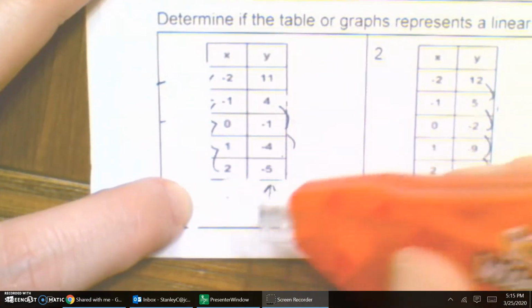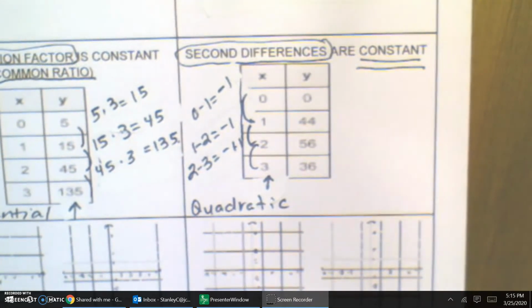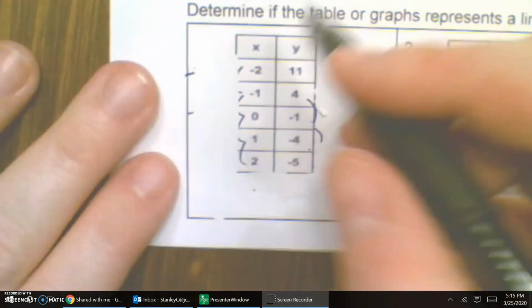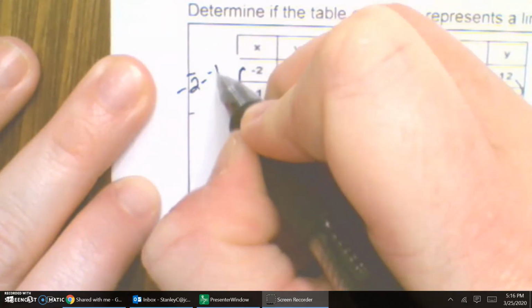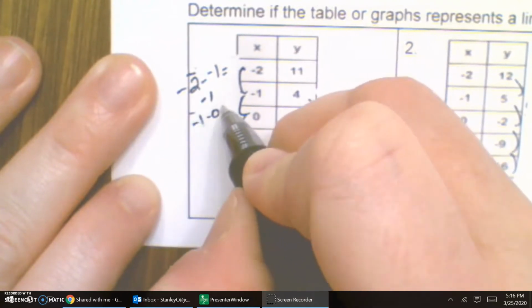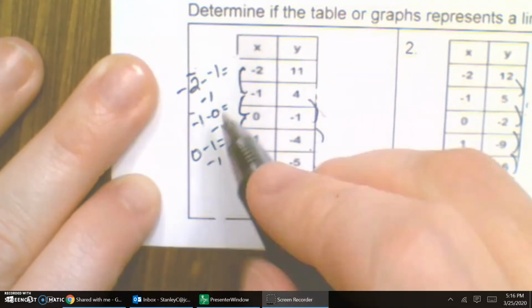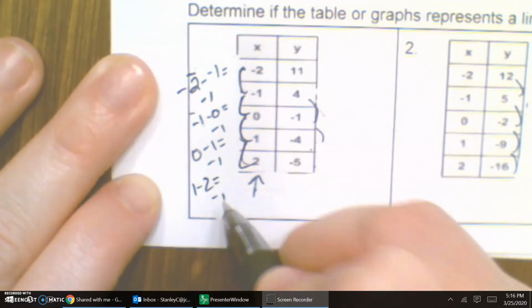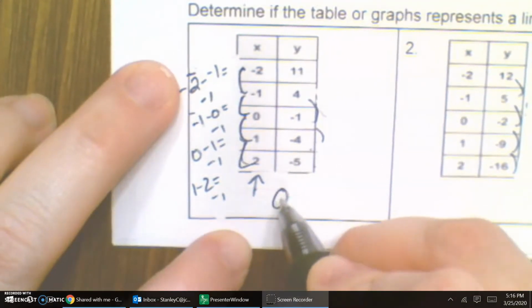So let's look at quadratic. See if we have a quadratic. So to be a quadratic, we want that second difference to be constant. So second difference, negative 2 minus negative 1, negative 1. 1 minus negative 1 minus 0 is negative 1. 0 minus 1, negative 1. 1 minus 2 is negative 1. So this represents a quadratic model.